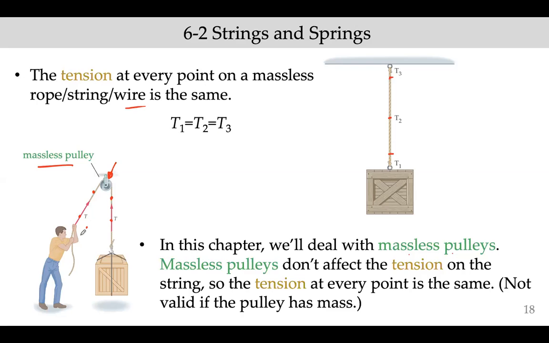So that means if this person is pulling the rope with force F, let's say 10 Newton, then the tension here will be 10 Newton. So that means the box, the crate, is pulled up by 10 Newtons. So the point here is massless pulleys don't affect the tension on the rope. But that conclusion is not valid if the pulleys have mass. In future lectures, we will see what happens if the pulley has a mass. But for now, just massless pulleys.